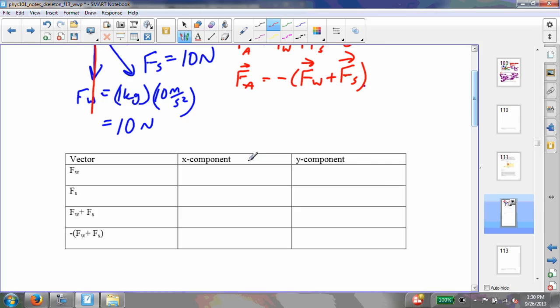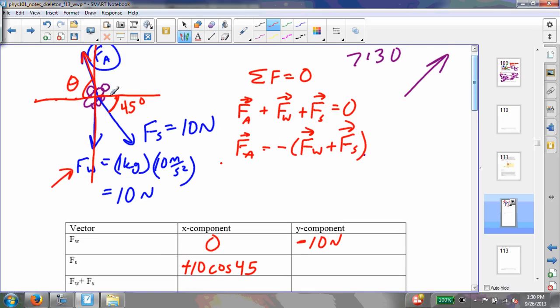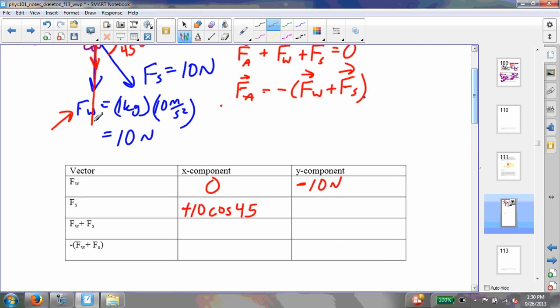So first I want to find the x component of the weight. Now notice the weight is only in the y direction, so the x component is 0, and the y component is 10 newtons. It's actually negative 10 newtons because it's in the negative direction. And now I want to resolve my Fs, that's the tension in the string, into its x and y components. The x component is going to be 10 cosine of 45. Notice this is positive because the x component, if I look up here, of this force vector goes in that direction. The y component is going to go in that direction. So the y component then is going to be negative 10 sine of 45. Now this is equal to negative 7. This is equal to positive 7.